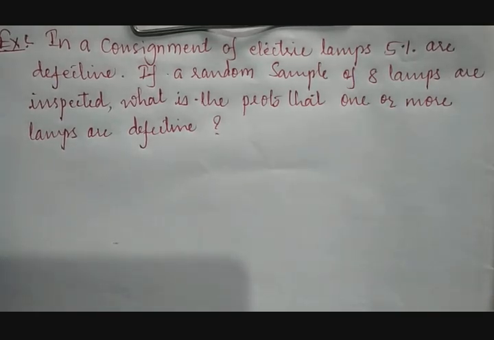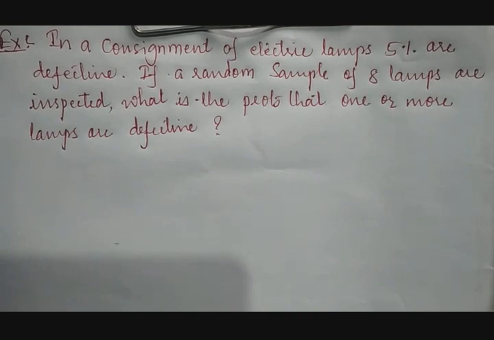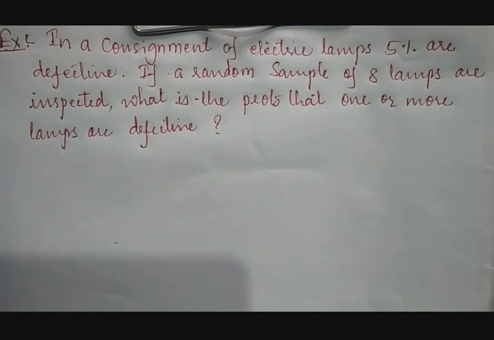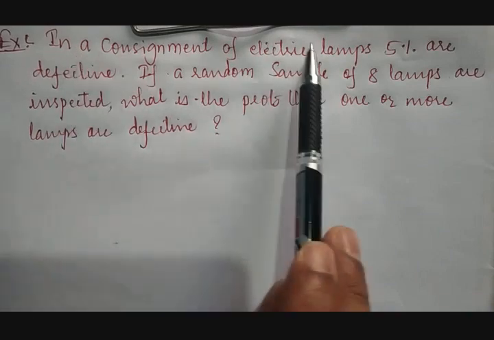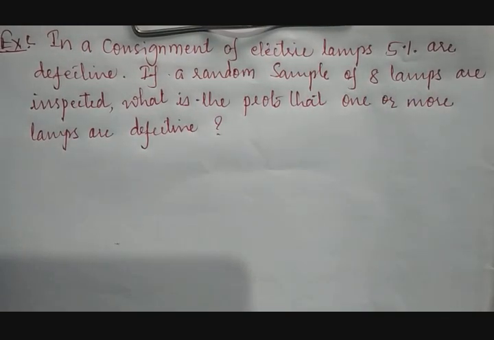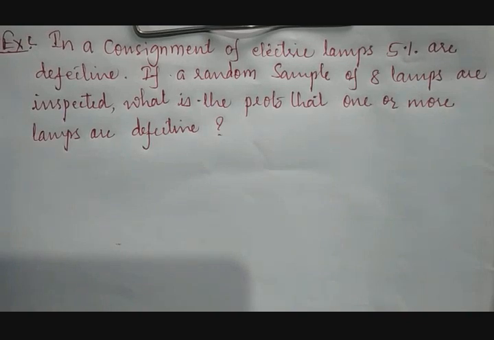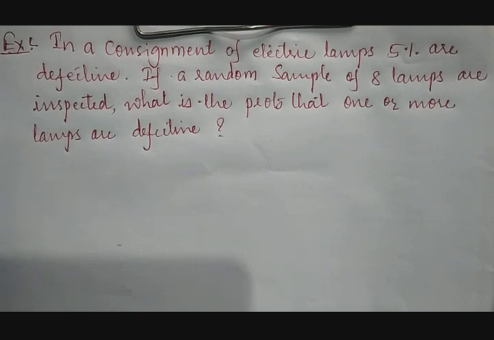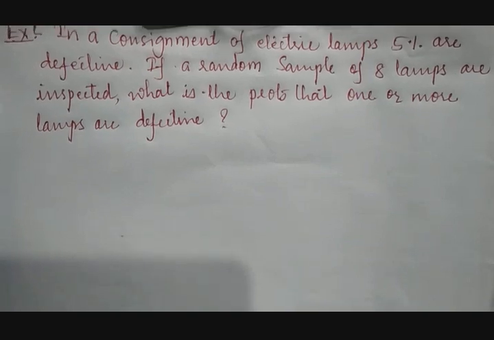For example, if you go to an electric shop to purchase a bulb, then whenever we take a bulb, we check whether it glows or not, whether it's working or not. So like that we have to check it out. In the entire consignment, 5% lamps are defective. If out of that we take 8 lamps for verification, then what will be the probability that one or more lamps will be defective?